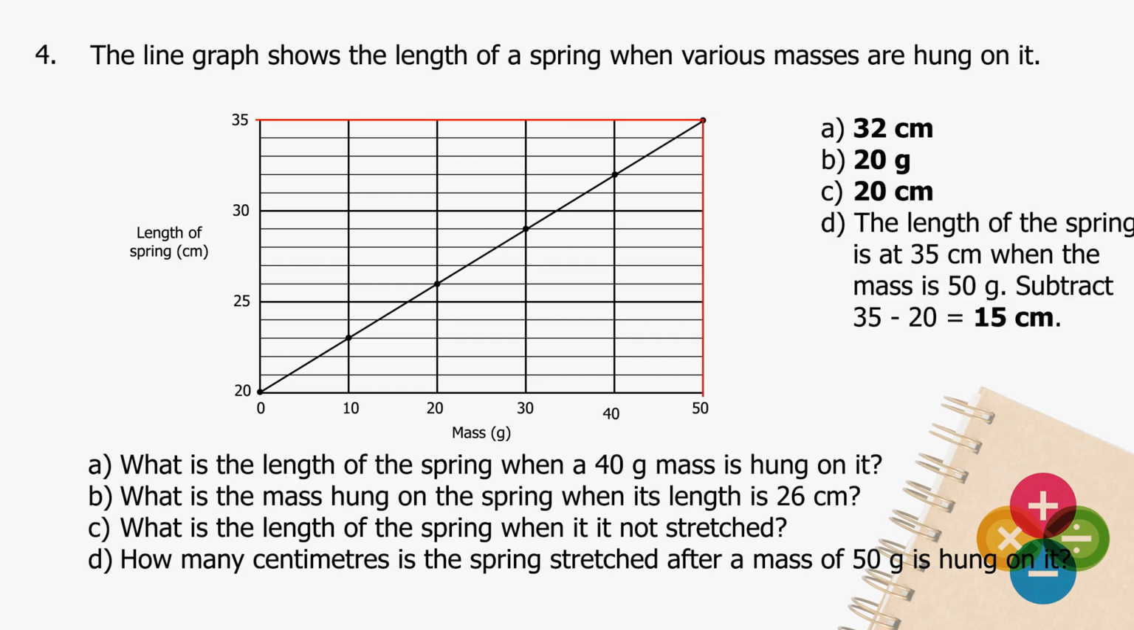With reference to the mass at 50 grams, draw a vertical line to the intersection point. It will reference 35 centimeters. Subtracting the length of the spring when it is not stretched, 20 centimeters, from 35 centimeters, the difference is 15 centimeters. The answer for D is 15 centimeters.